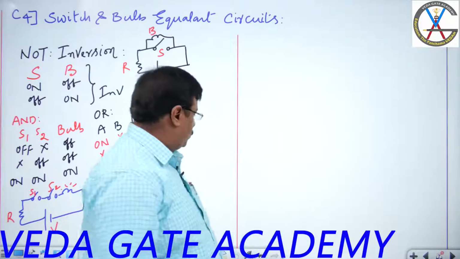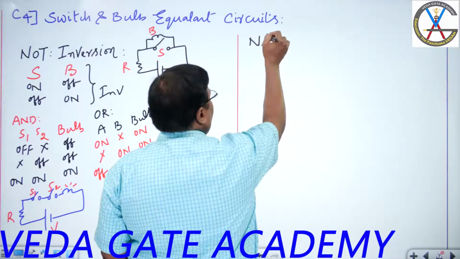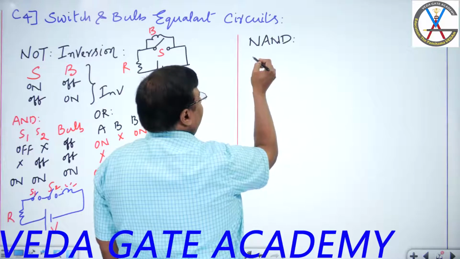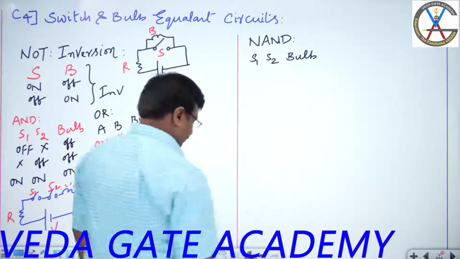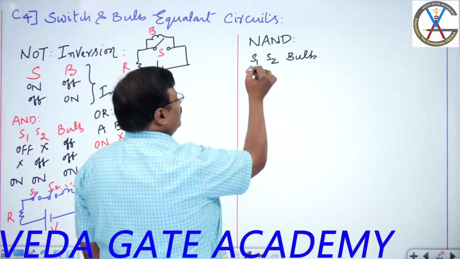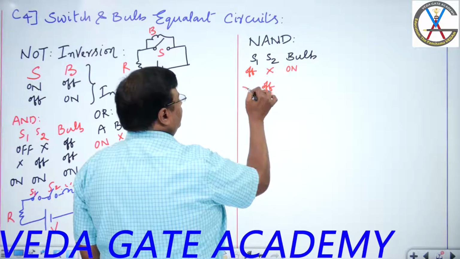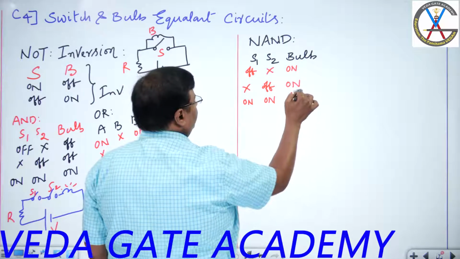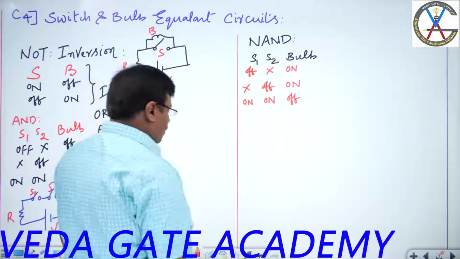Now, NAND and NOR. So, as you know well, relation of NAND. You can see that. Switch 1, switch 2 and bulb. Any input is 0, output is 1. So, switch 1 is off, bulb is on. Switch 2 is off, bulb is on. When both are on, bulb is off. Right? If any switch is off, the bulb must be on. So, now draw the circuit.